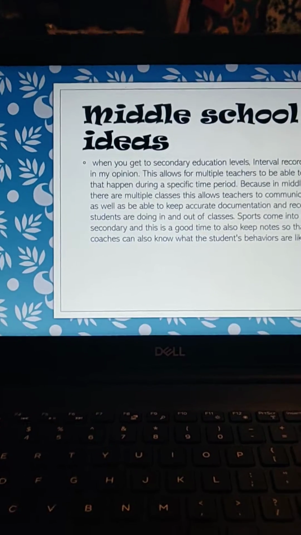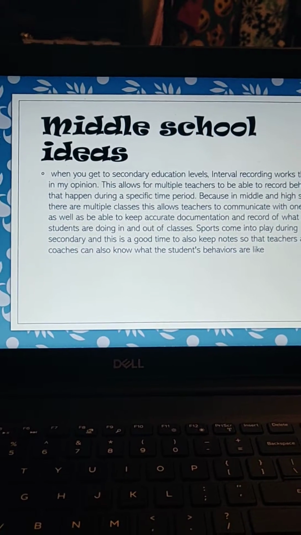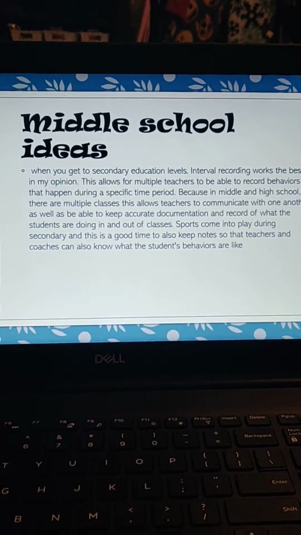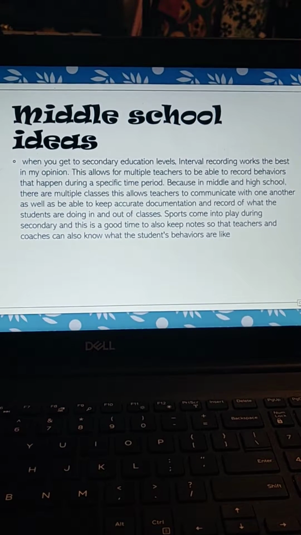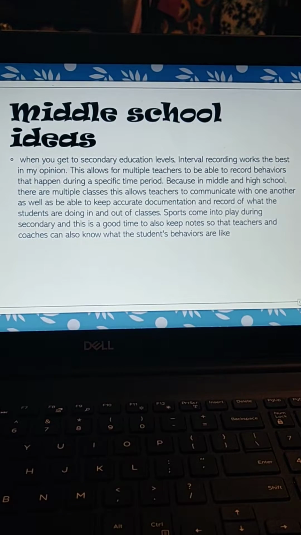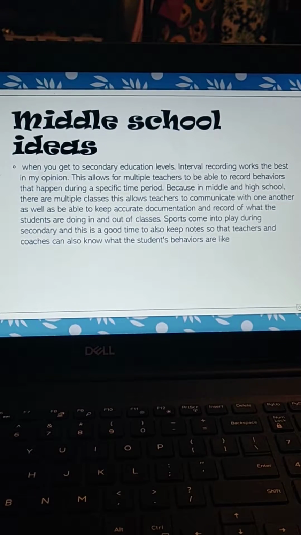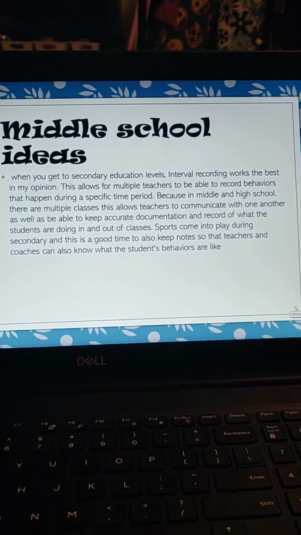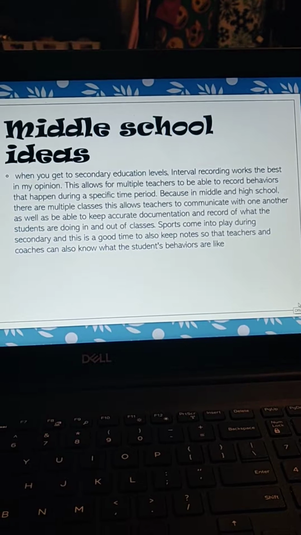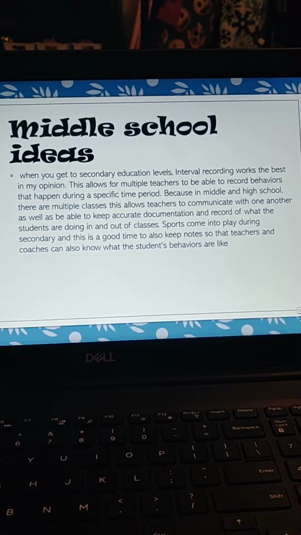Middle school setting, or middle school ideas. When you go to secondary education levels, interval level recording works best, in my opinion. This allows for multiple teachers to be able to record behaviors that happen during a specific time period. Because in middle school and high school, there are multiple classes that allow teachers to communicate with one another, as well as be able to keep accurate documentation and record of what the students are doing in and out of the classes.